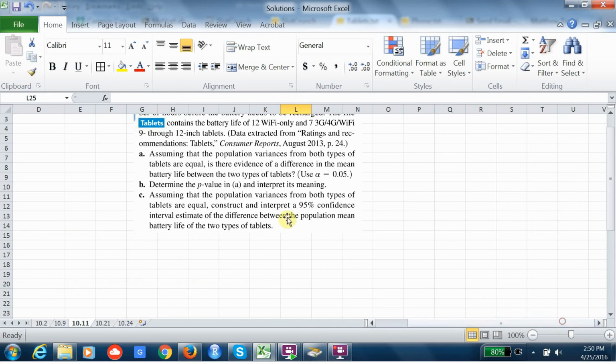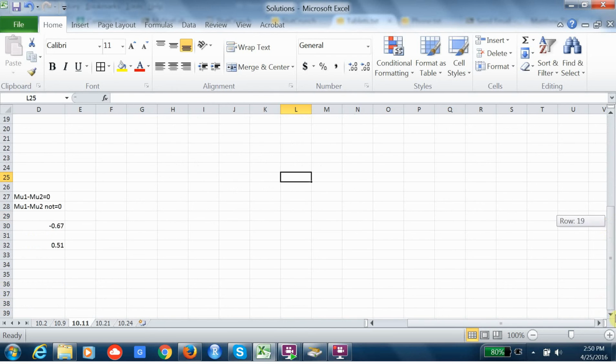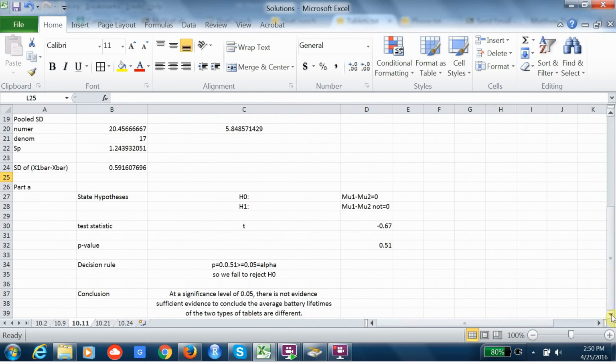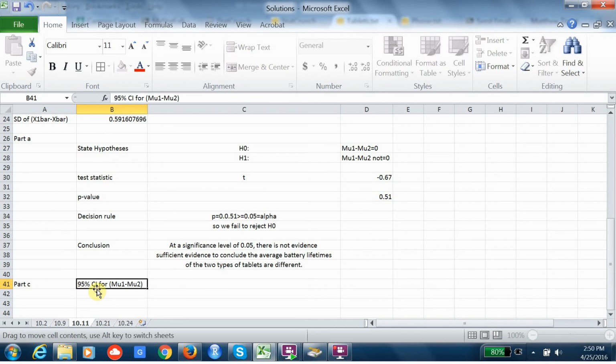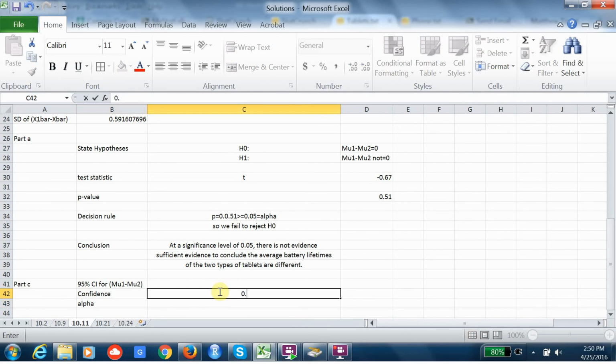Okay, so assuming again that all these variances are the same, we want to construct a 95% confidence interval. This is pretty easy. In fact, it's really the same sort of thing we did last time, right? So for part C, the first thing I need is the confidence. So we're going to construct a 95% confidence interval for mu1 minus mu2. First I'm going to write the confidence, in a little more detail this time. Okay, so the confidence here is 95%.